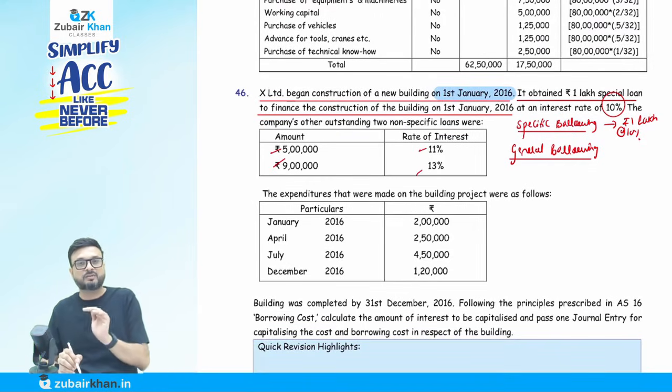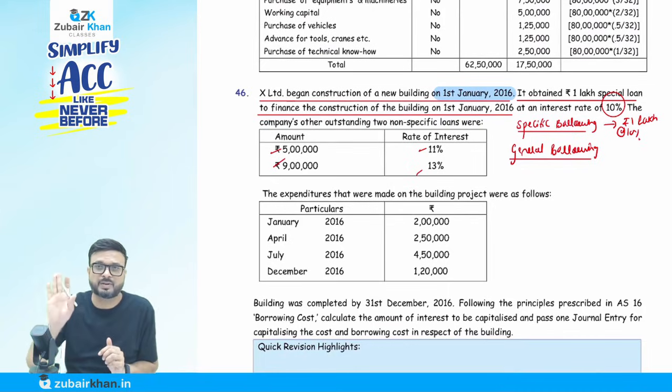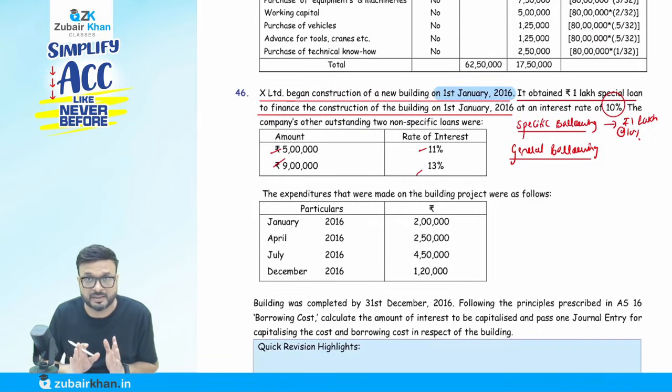So for the specific borrowing, no problem. Why? Because we know that it is for a specific purpose. We will just multiply by 1 lakh, multiply by 10%, and that will be capitalized. But when it comes to general borrowing, we have to calculate the weighted average. Capitalization rate means the weighted average rate.